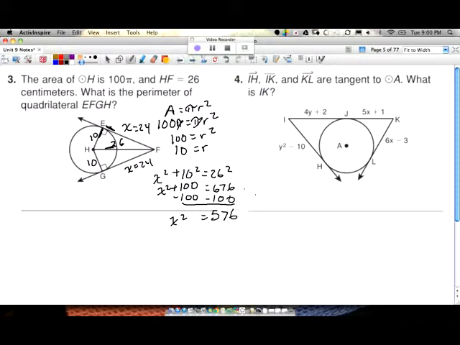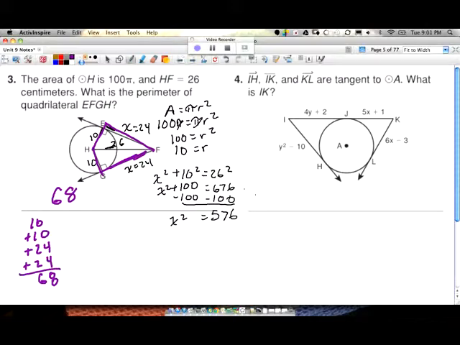So now for the perimeter of the whole thing, if I'm looking at it, this piece 24 plus another 24 plus another 10 plus another 10. So we got 20, 44, and then 68. So 68, because it was 10 plus 10 plus 24 plus 24, which altogether makes 68.